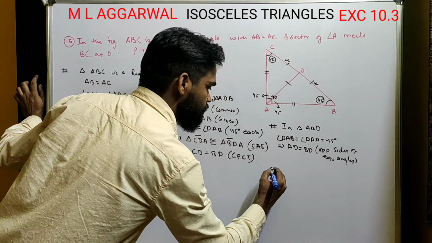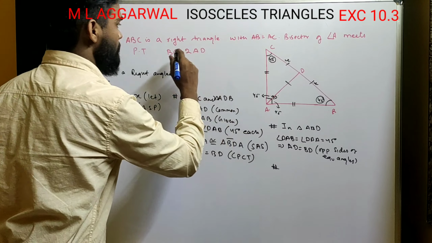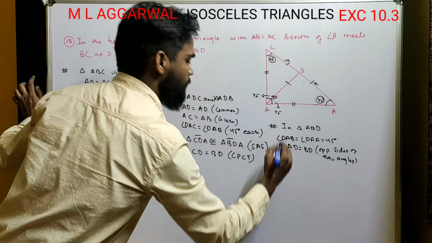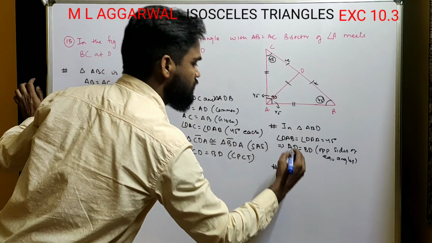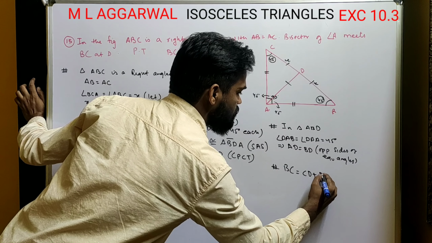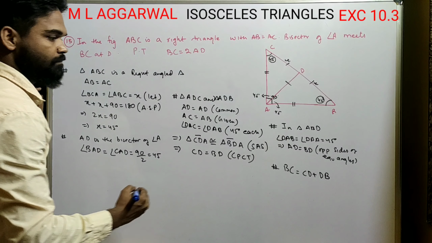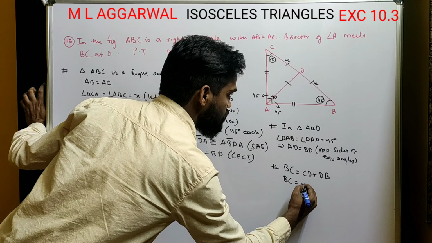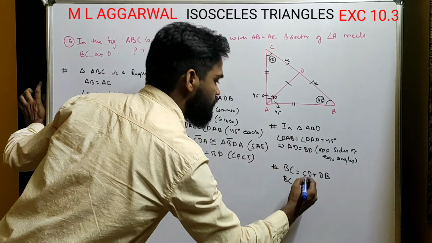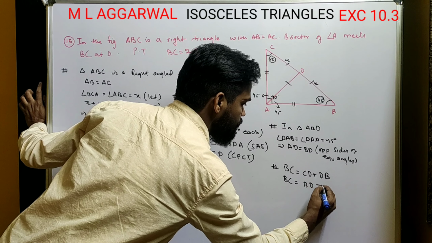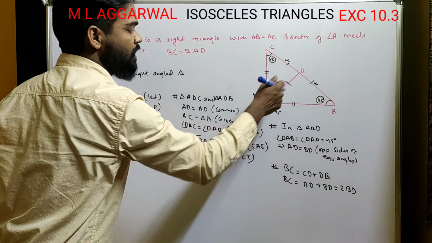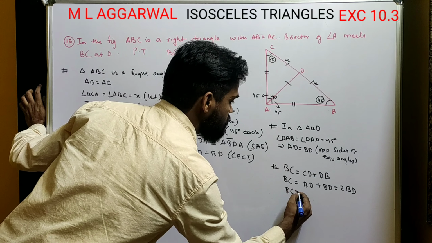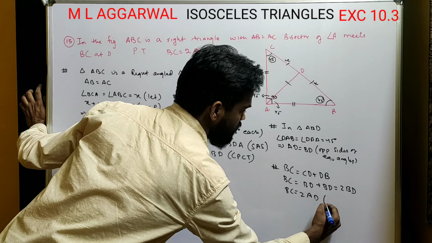Now look carefully. BC is equal to CD plus DB. Done. So I can write BC equals, instead of CD I can write BD. So BD plus BD, which is twice BD. Instead of BD I can write AD. So which means BC equals twice of AD.